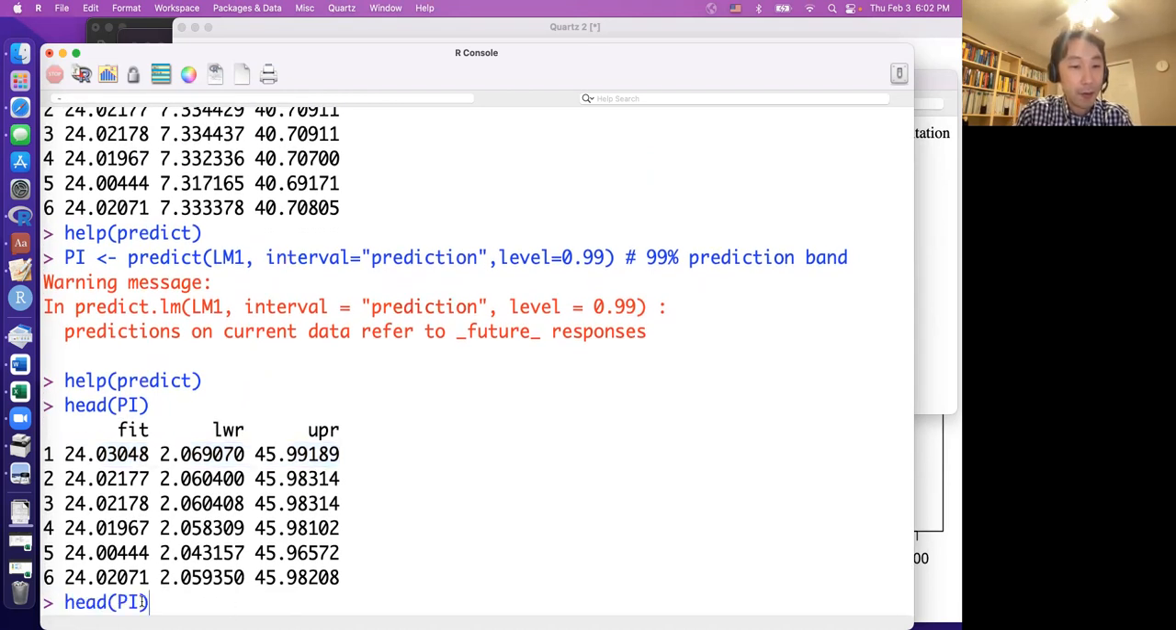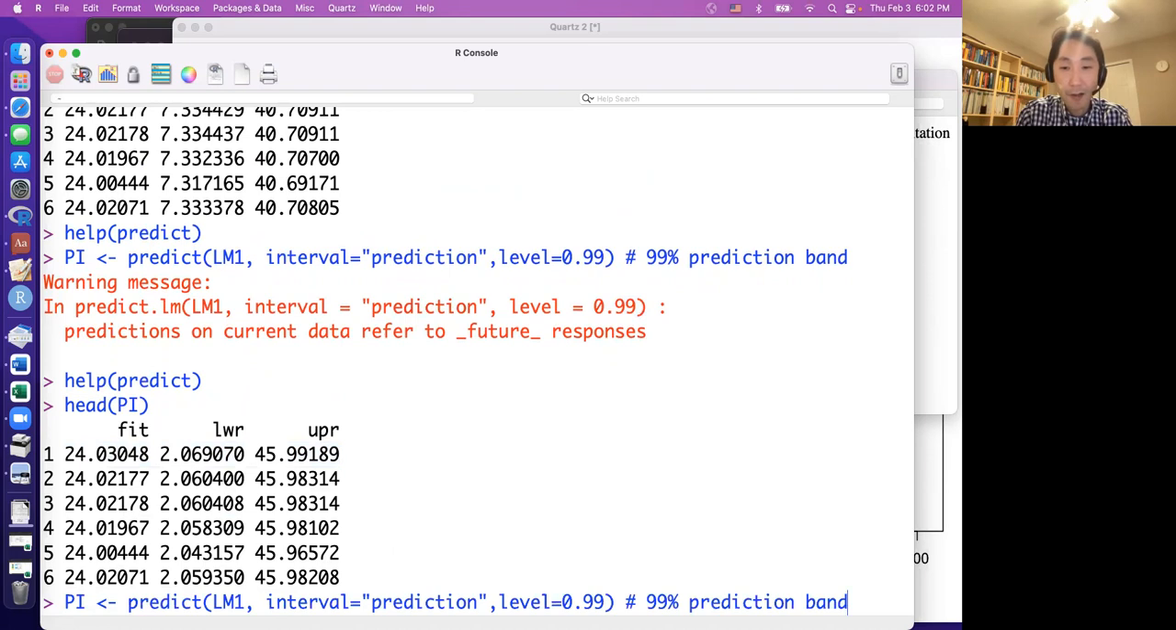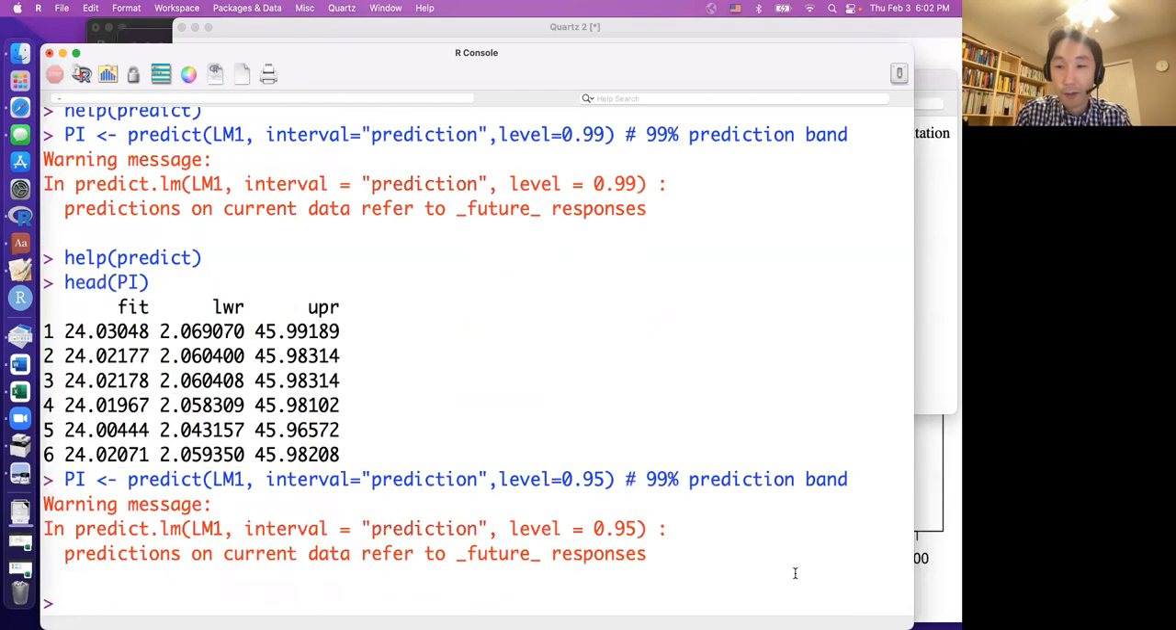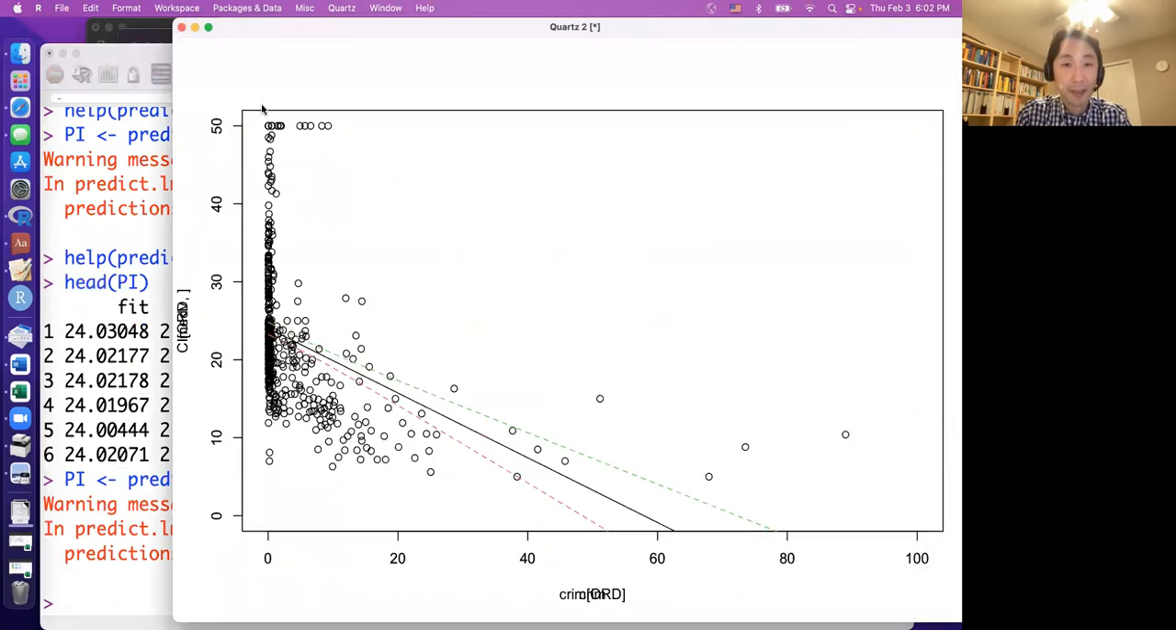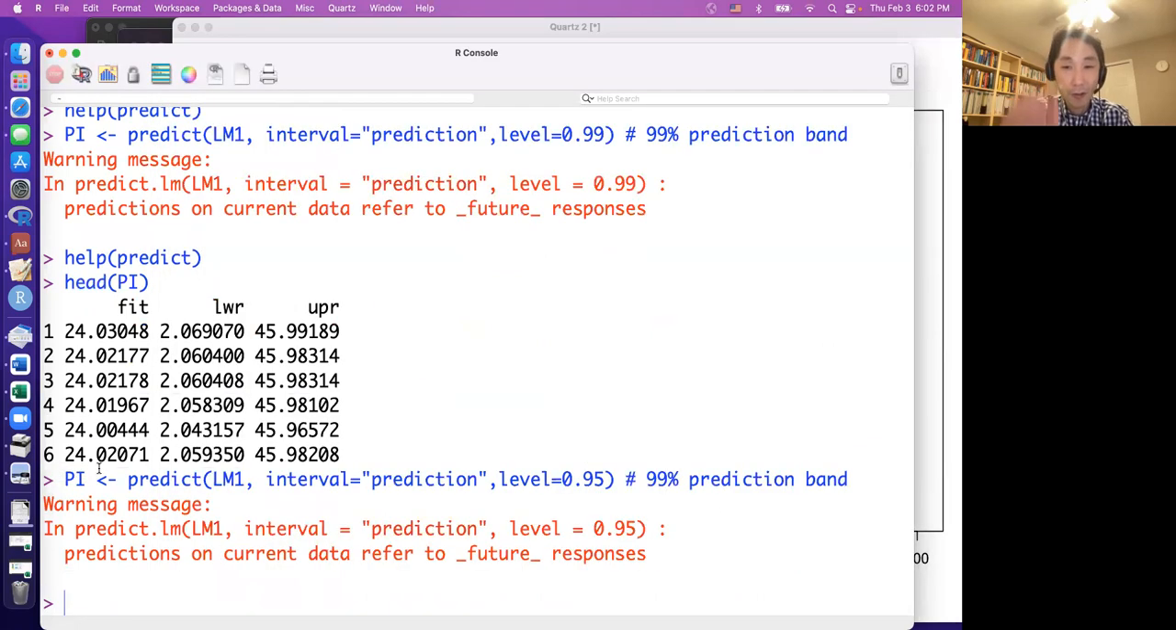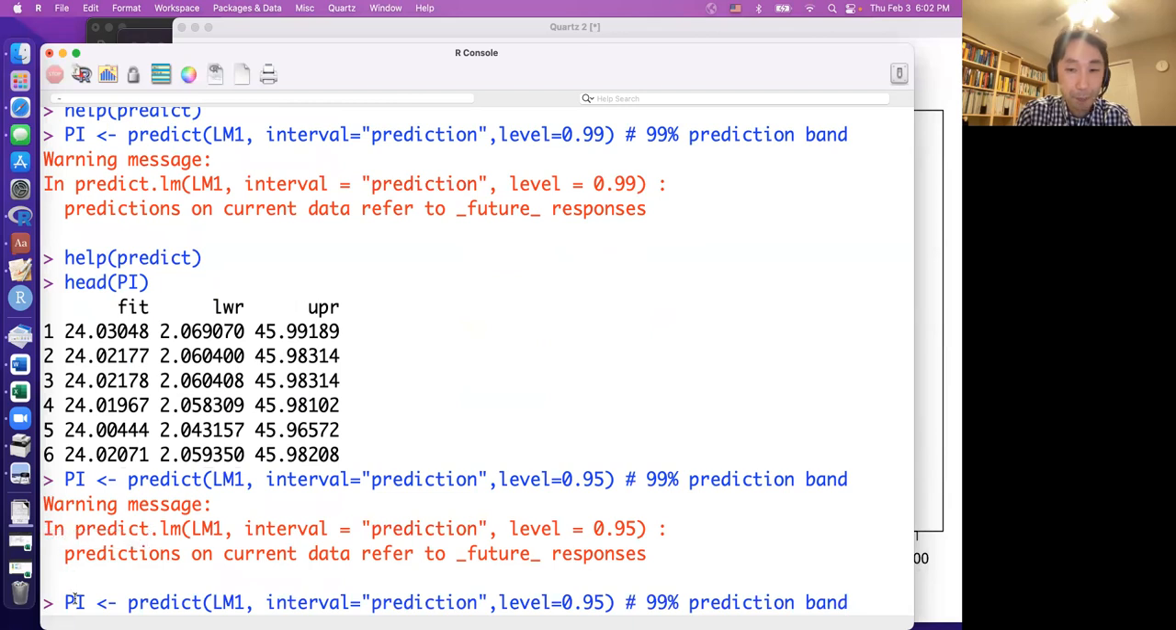Okay. Maybe we go for 95% for now. 99% is a little bit too large to show as an example, because basically we have to have the 500 observations within the range approximately, right? So that range may be too wide. So maybe we go with 95%. Maybe we can go even 90%.